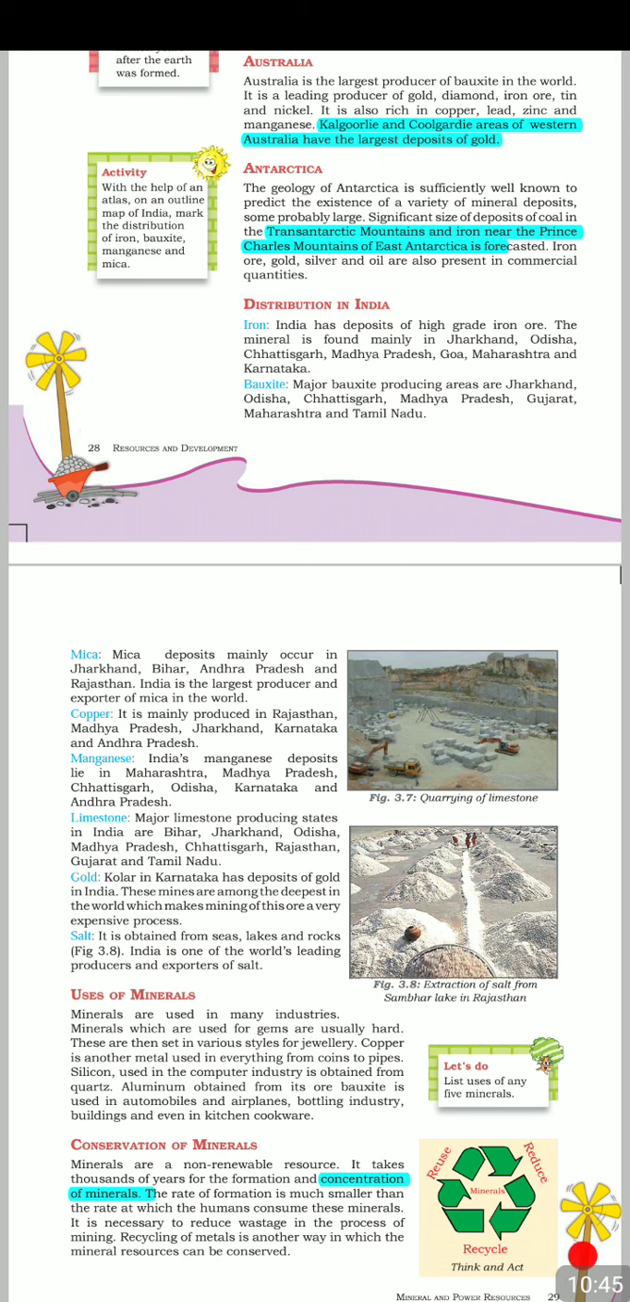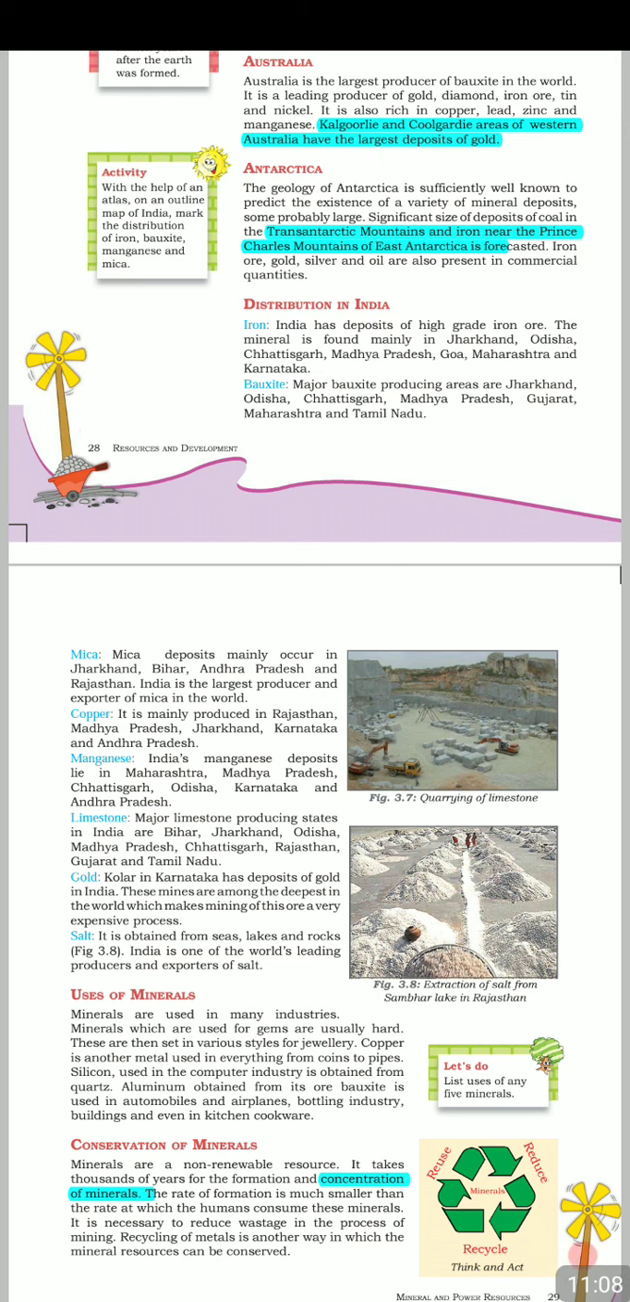And Kudremukh and Sundar Pahadi in Karnataka. If we come to bauxite, then Koraput and Panchpatmali in Odisha, Ranchi, Palamu and Lohardaga in Jharkhand, Amarkantak in Madhya Pradesh, and Pulani, Jawadi and Shevroy in Tamil Nadu. If we come to mica, Jharkhand is the leading producer of mica.